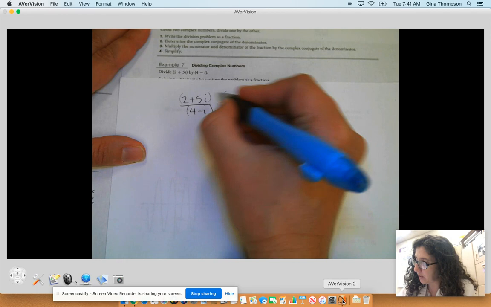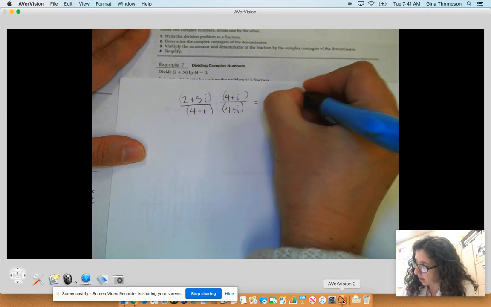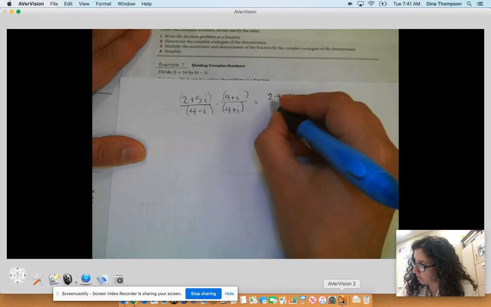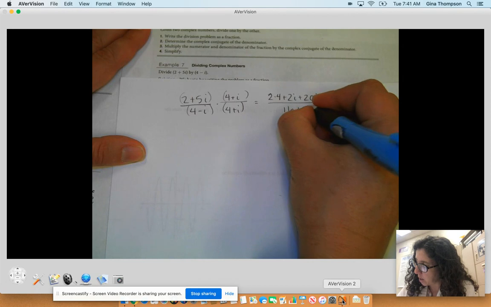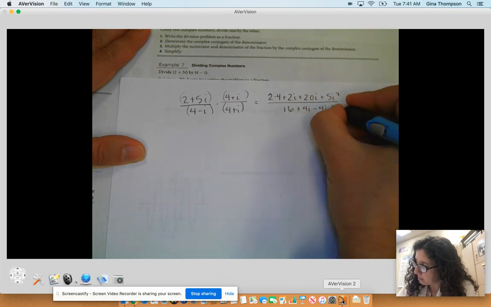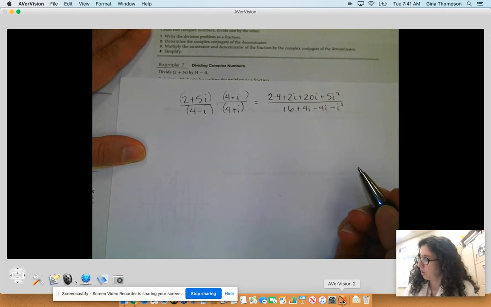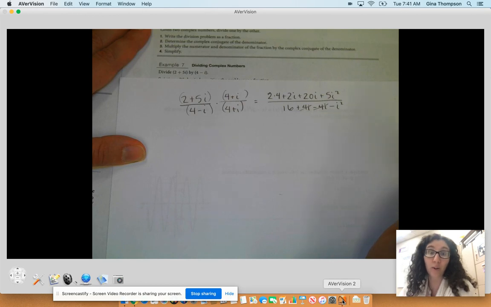Okay, so now I've got to multiply these out. 2 times 4 is 8, plus 2i, plus 20i, plus 5i squared, right, in the numerator. And down here, I'm going to have 16 plus 4i minus 4i minus i squared. Okay, this is looking good. The middle terms cancel out. If they don't cancel out, you're doing something wrong. You either found the wrong complex conjugate or you multiplied them wrong.